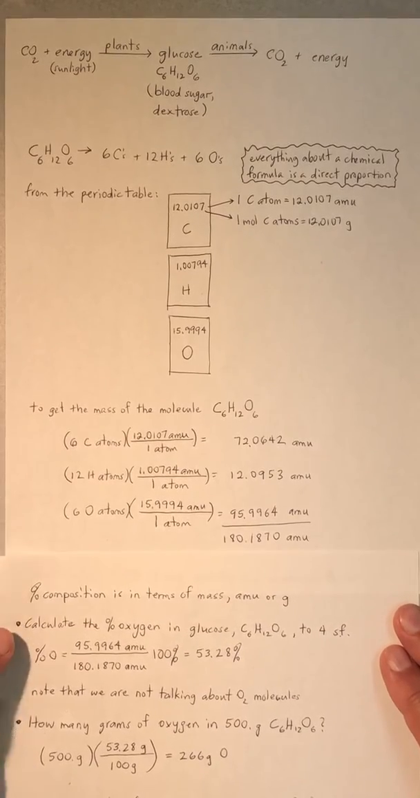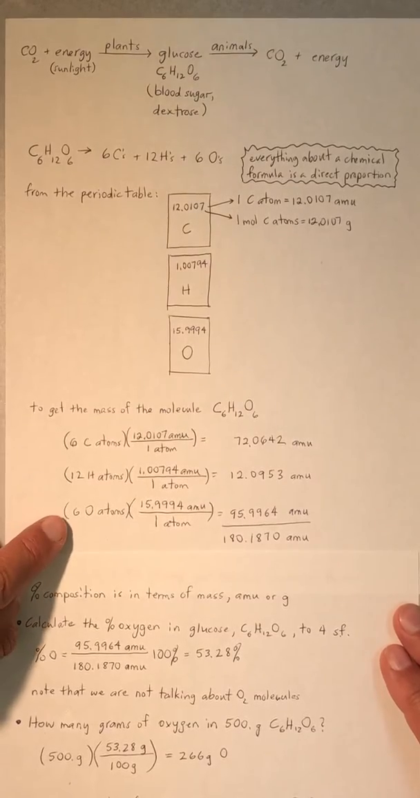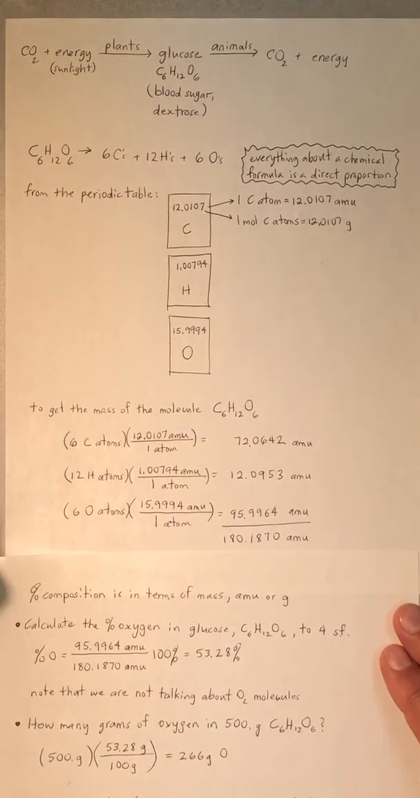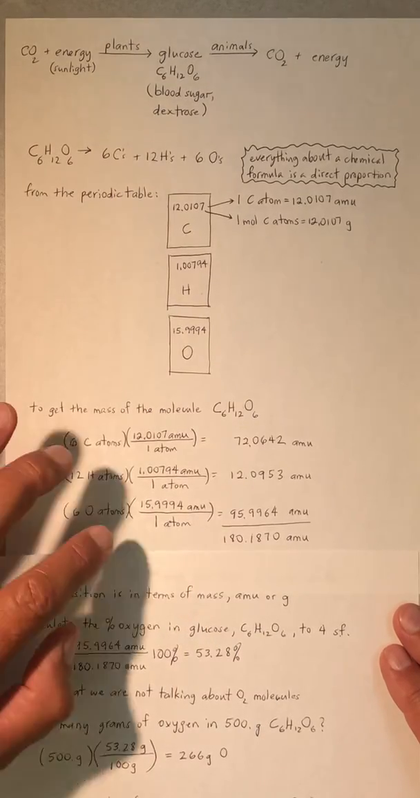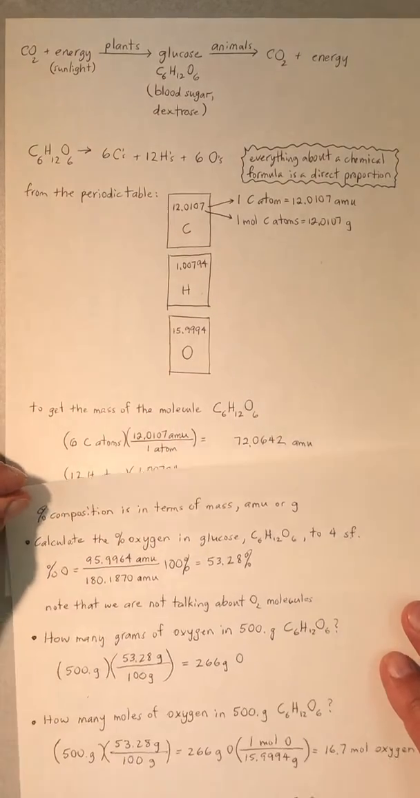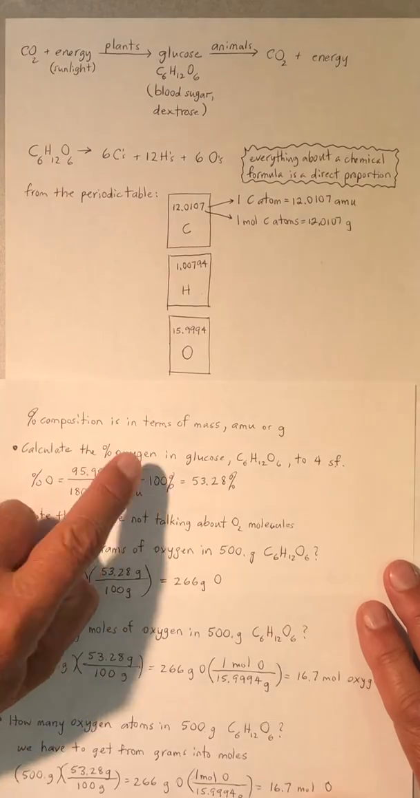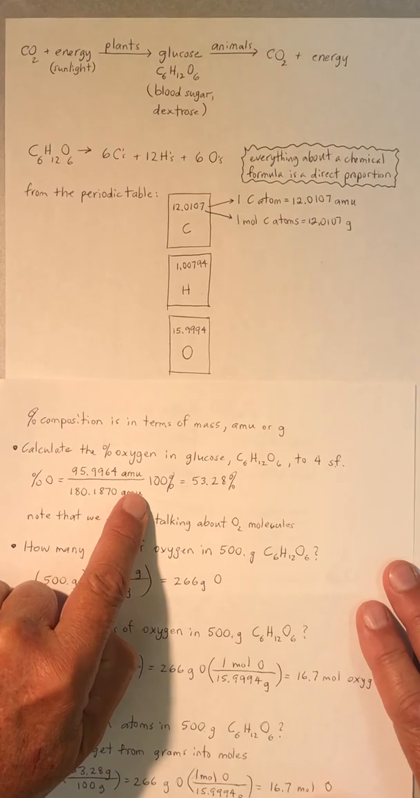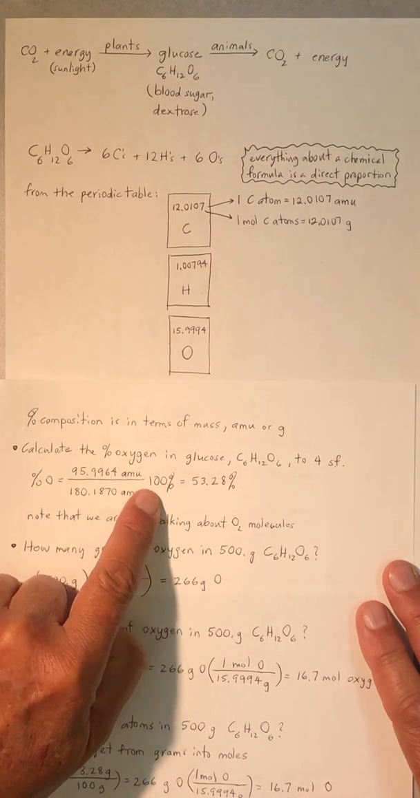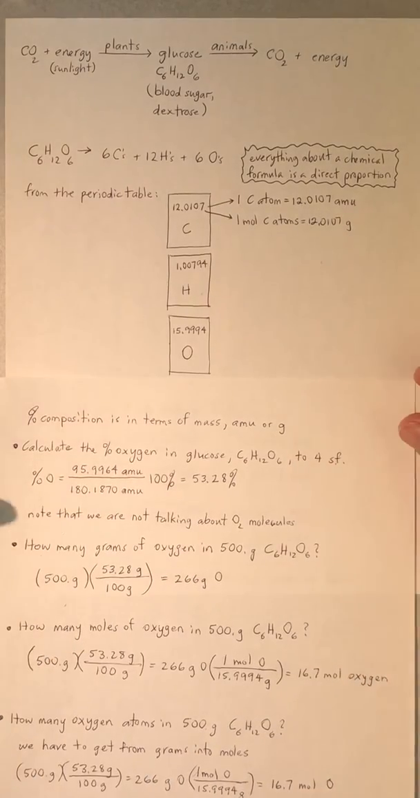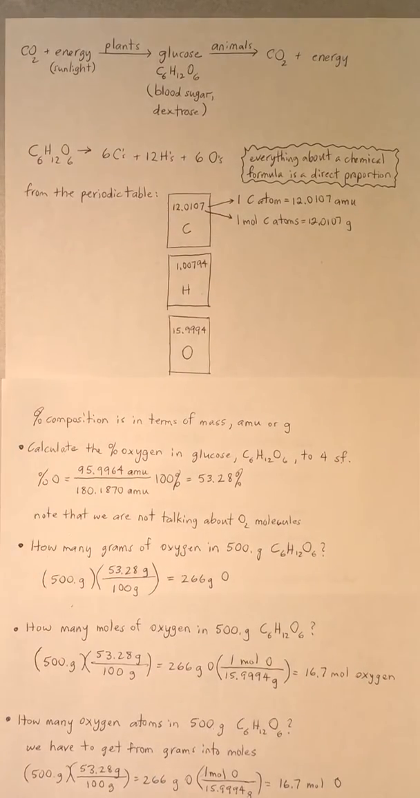So we found that there's 95.9964 AMU of oxygen out of a total in glucose of 180.1870. So this is a ratio. It's also a conversion factor. So we got that many AMU of oxygen out of that many AMU for the whole molecule. That would give us a decimal fraction, so we have to multiply by 100 because percent means parts per 100. So that gives us 53.28%.